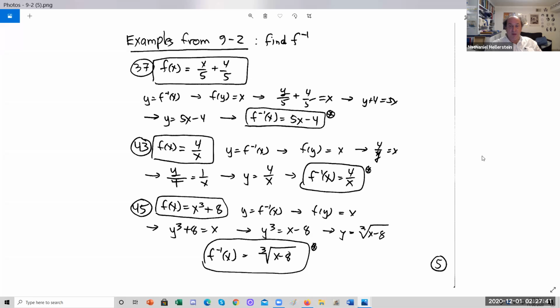4 divided by 4 over x turns out to be the same as x. This happens sometimes. Here, f of x equals x cubed plus 8. To find the inverse, y equals f inverse of x. So f of y equals x. So y cubed plus 8 equals x. And to solve for y, we first subtract 8. y cubed equals x minus 8. Then we take a cube root. y equals cube root of x minus 8. That's the inverse. And again, opposite operations in opposite order. Here, x is cubed, and then you add 8. Here you subtract 8 and then take the cube root.